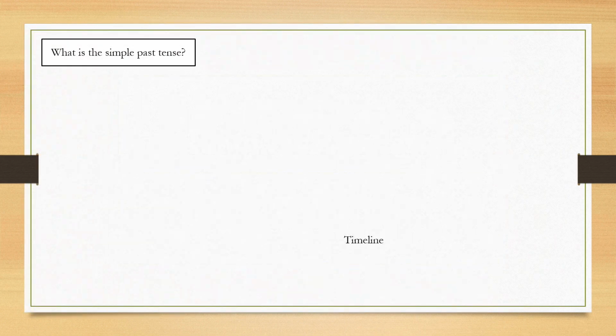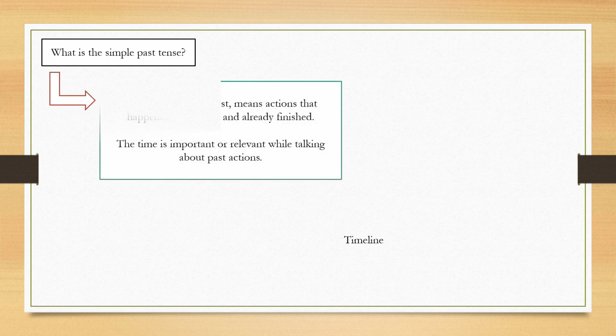Well, we have to start with a question: what is simple past tense? Simple past tense means that we are talking about actions that happened in the past and already finished. The time is important or relevant while talking about past actions. It means that we have to take very, very close attention to the time in which the action happened.